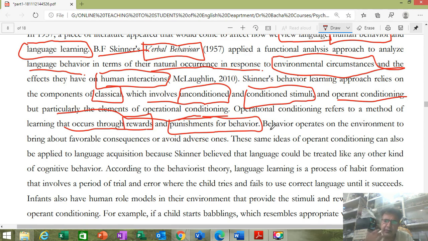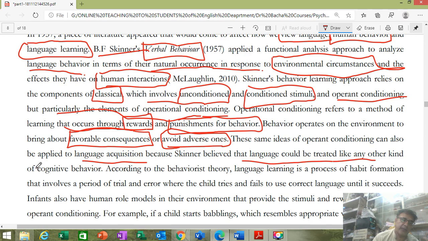All right. Behavior operates on the environment to bring about favorable consequences or avoid adverse ones. In a nutshell, favorable and adverse consequences were going to have an effect upon language learning as well. These same ideas of operant conditioning can also be applied to language acquisition, because Skinner believed that language could be treated like any other kind of behavior.